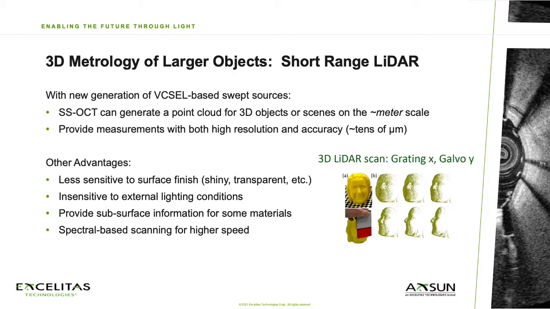Finally, it's even possible to replace a mechanical galvo scanner with a diffraction grating and use the fast spectral sweeping nature of the laser source to scan the probe beam laterally in one of the raster scan directions.